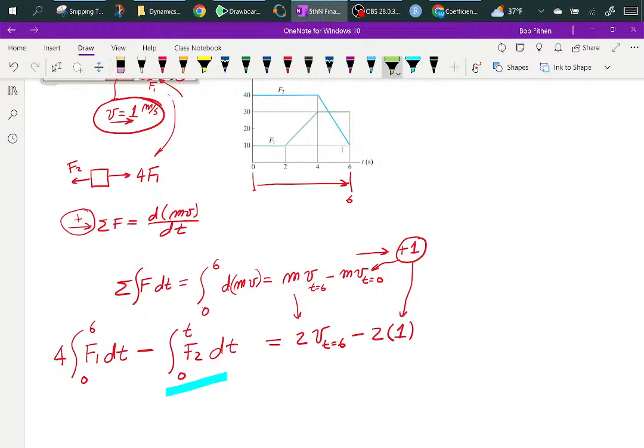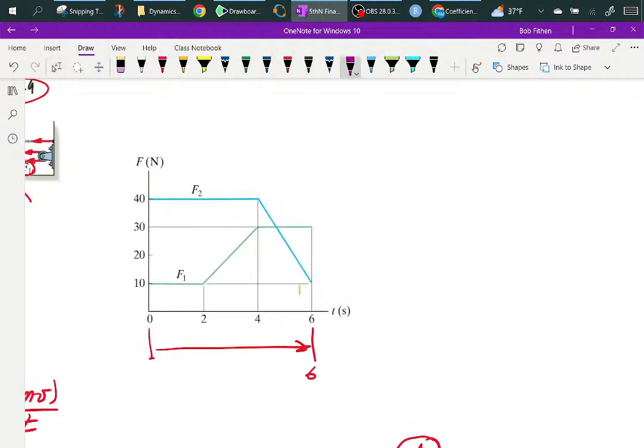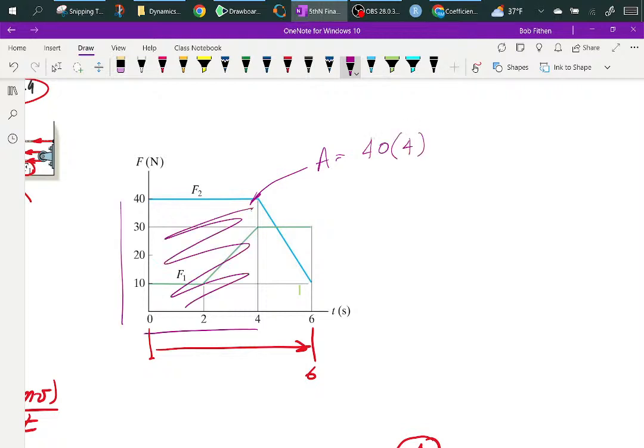So to me, anytime you're given this, you know you're going to have to find that area. The area under that curve is going to be from here to here and there to there. So 40 times 4, that takes care of all of that. And then there's a couple ways to do these parts that are linear.